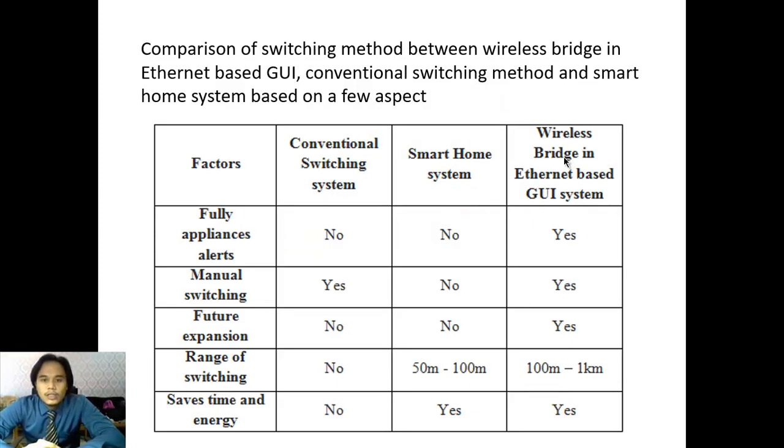By researching all the ways of the switching system, I will compare them with my system. As you can see, for the full appliance alert, my system has it because I will use GSM to give a message that the lamp was on. For the smart home system, there is none, because they are using sensors and then the lamp will turn on. And for the range of switching, my system is 100 meters and 1 kilometer.